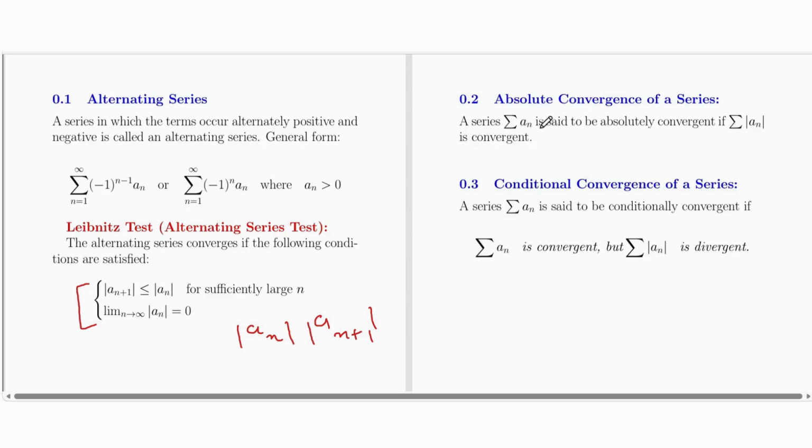Next definition, absolute convergence of a series. A series an is said to be absolutely convergent if the series of absolute terms is convergent. Okay, what to do? Series an is given.